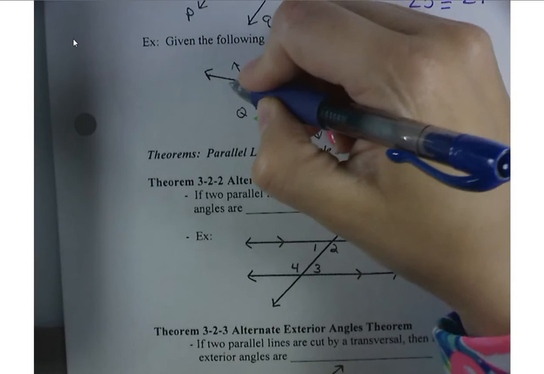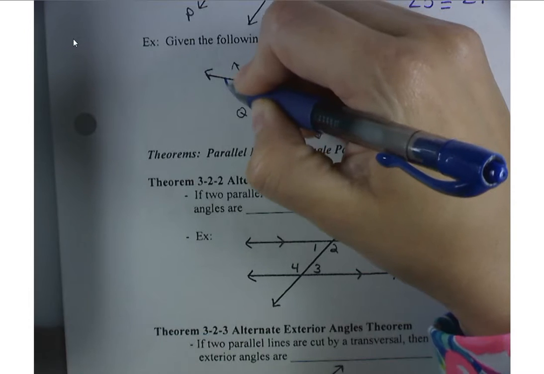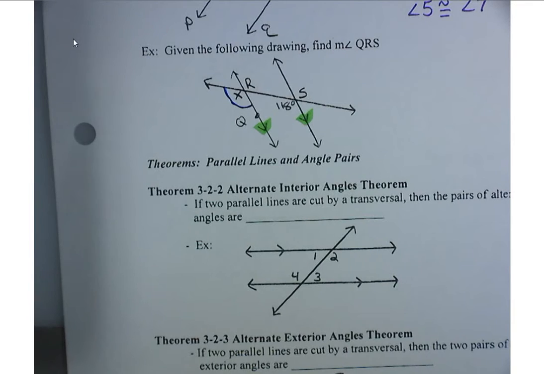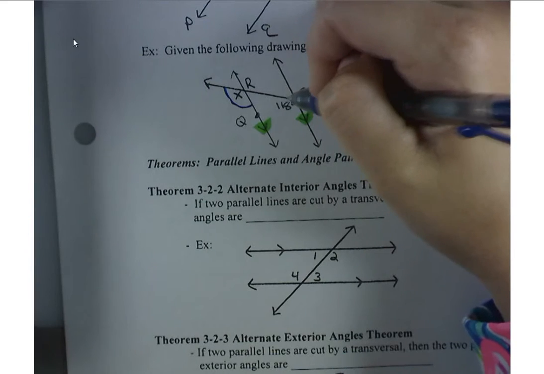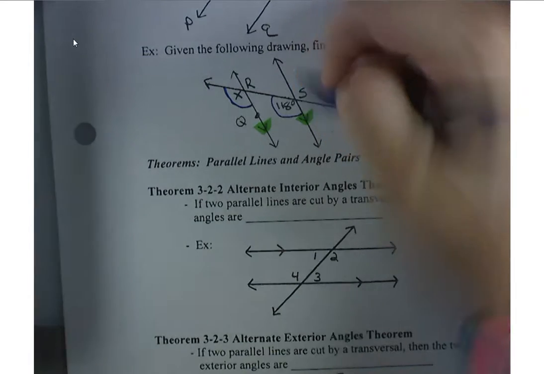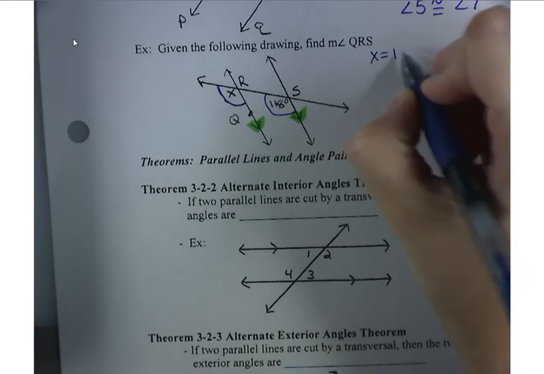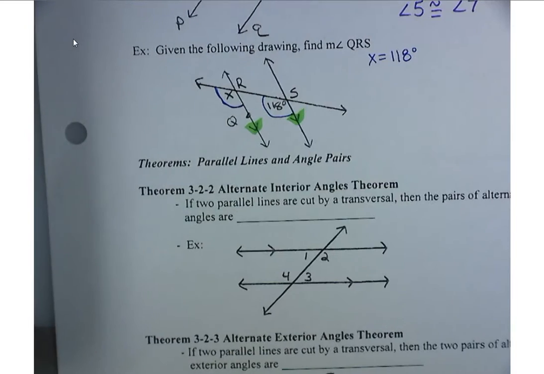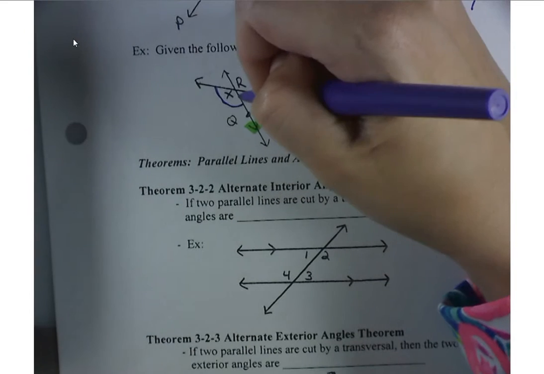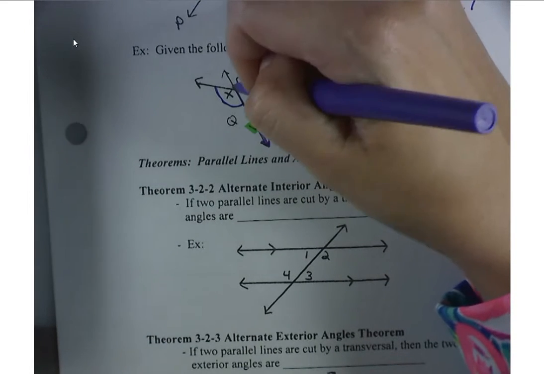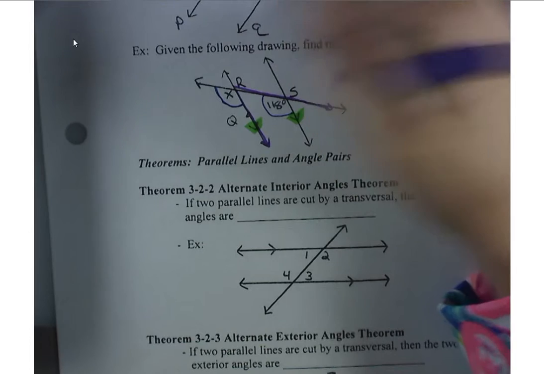Okay, so we have angle X. And then Caitlin, do we have a corresponding angle to angle X? 118. Yep, those two are corresponding, right? So the same position in the same transversal. So we know that X is equal to 118 degrees. What we're trying to find is the measure of QRS. So what we're trying to find is this angle right here.